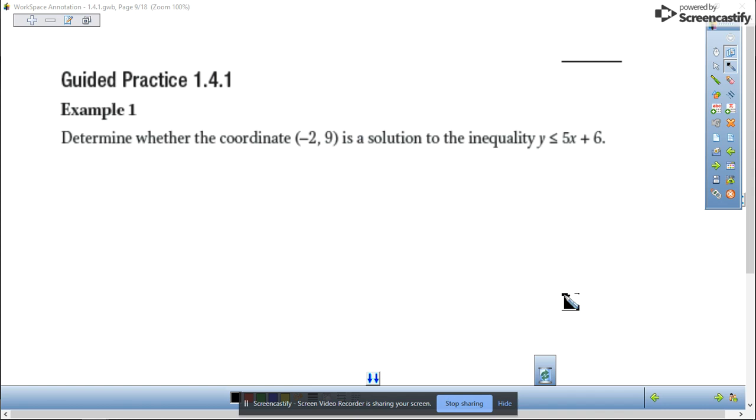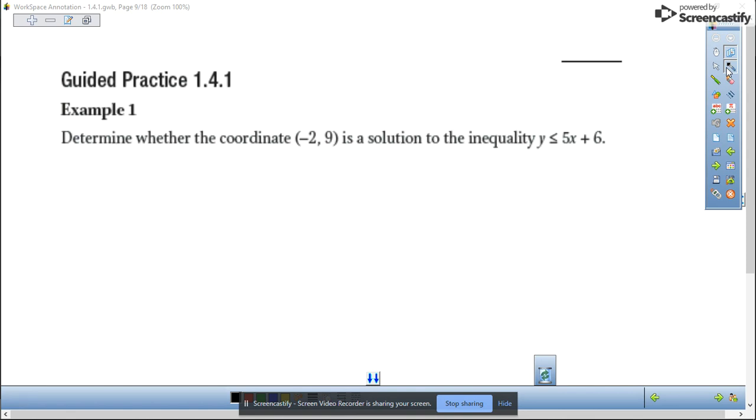All right, guys, let's talk about 1.4.1. This lesson is on representing constraints. Basically, it's about finding answers, but understanding what those answers mean in the context of a problem, especially when you're dealing with something like an inequality.